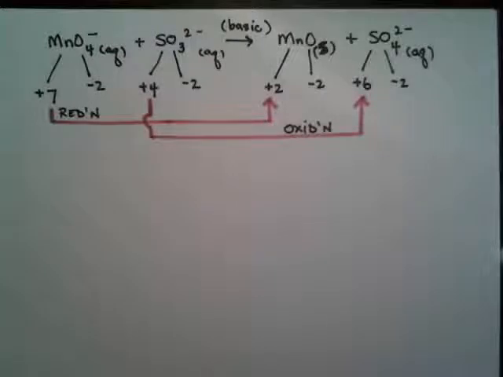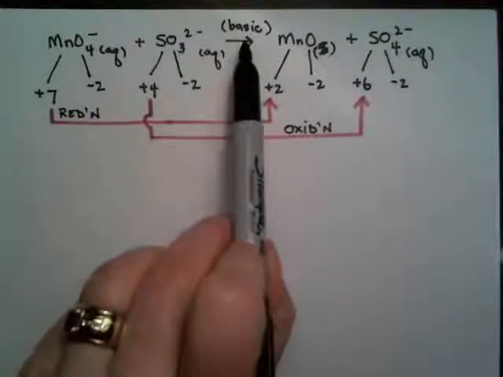In this redox question, the problem reads: an alkaline solution of permanganate and sulfite ions react to produce solid precipitate manganese(II) oxide and aqueous sulfate ion. So, we've written it out. The alkaline condition translates to the basic condition here.